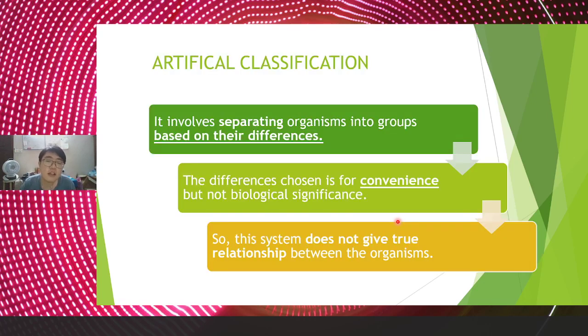Artificial classification is very easy. Artificial means human-made. Humans do the classification based on human needs. It involves separating organisms into groups based on their differences. It does not base on their similarities. It separates the organisms based on their differences.